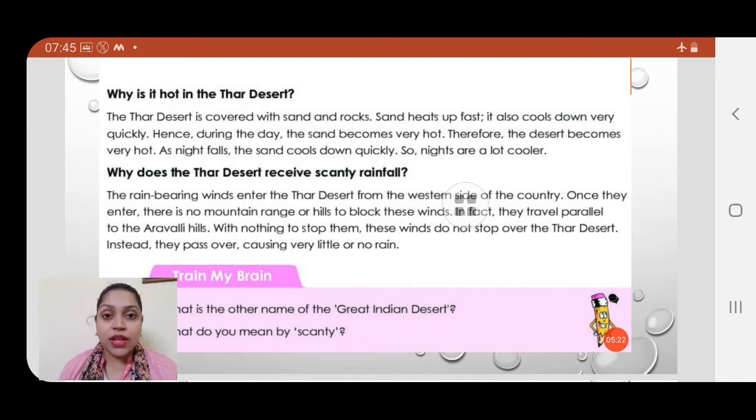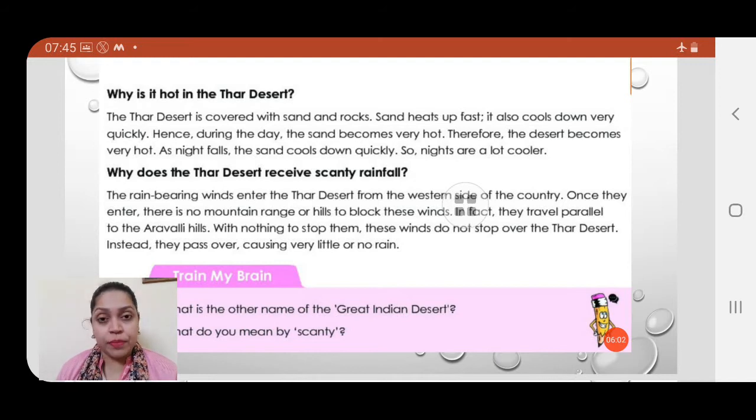So what happens once they enter? There is no mountain range or hills to block them. We know there is no big mountain range or hills to block these winds. They travel parallel to the Aravalli Hills. If the Aravalli Hills had been in their path, the winds would have struck them and there would have been rain. But the Aravalli Hills are in such a position that the winds travel parallel to them. So there is nothing to stop them, and these winds do not stop over the Thar Desert. Instead, they pass over, causing very little or no rain.